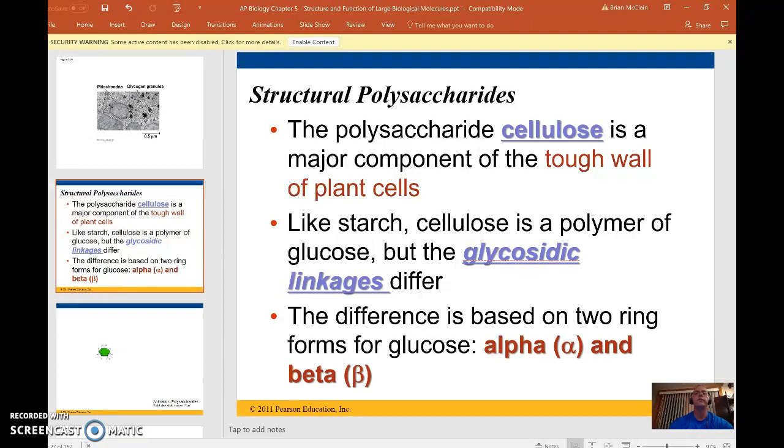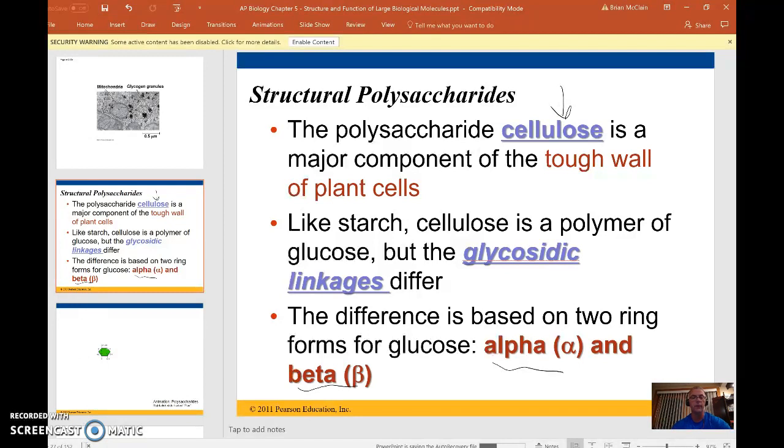The other categories of polysaccharides focus more on structural. So the number one most common polysaccharide, and one of the most common organic molecules on the planet, is cellulose. And cellulose has a lot of similarities to starch in the sense that you're going to have these large polymers of glucose, but the big difference is in the glycosidic bonds. And that exists because we have two different isomers of glucose. We have alpha glucose and we have beta glucose.